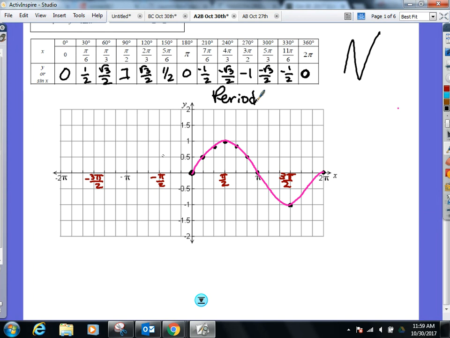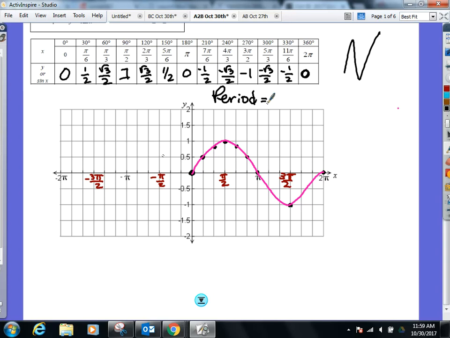And it's up at the top of your page right now. The period is the horizontal length it takes to make a cycle. So from here to here is the horizontal length it took to make a cycle. How long is that? 1, 2, 3, 4, 5, 6, 7, 8, 9, 10, 11. Oh, it's 12 units. This is in radians.